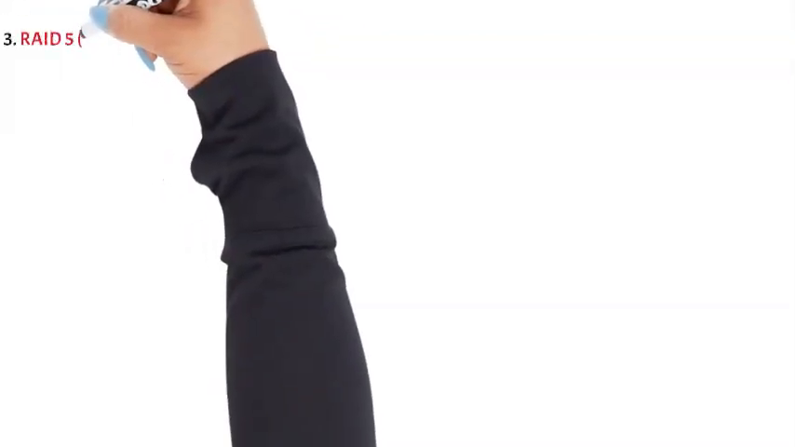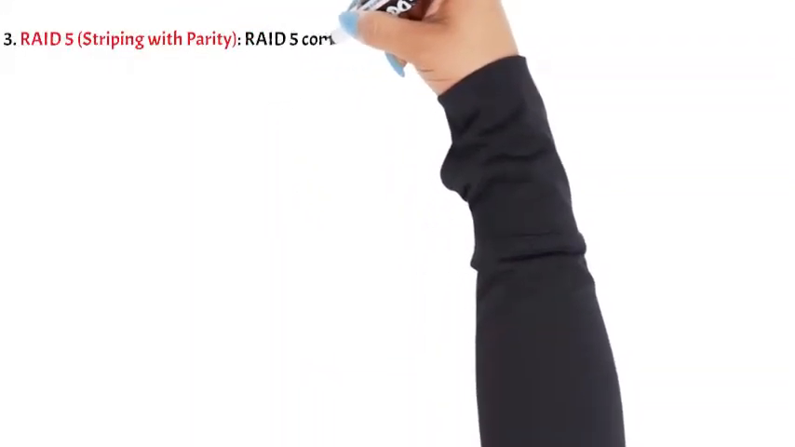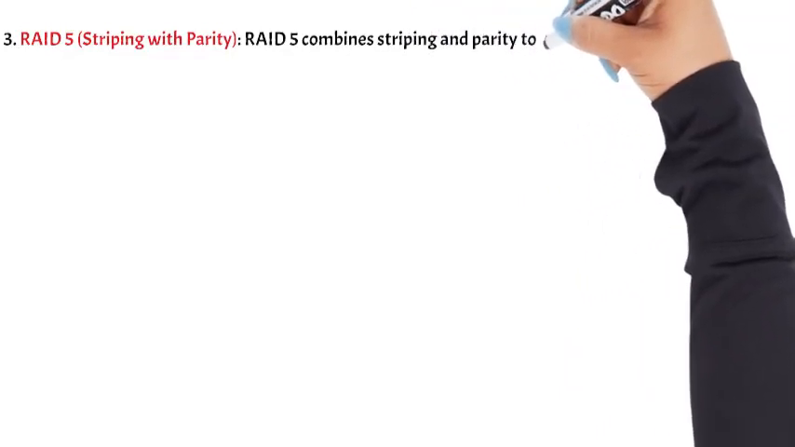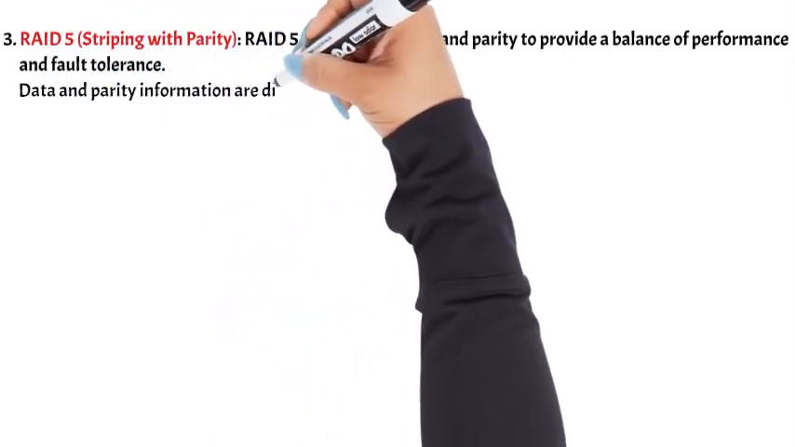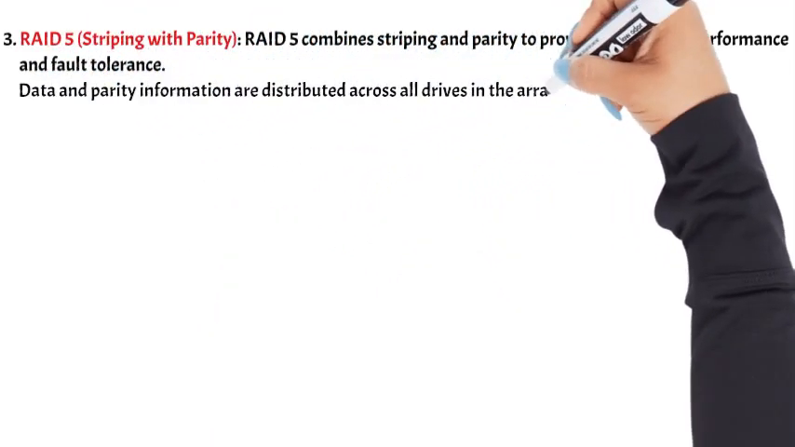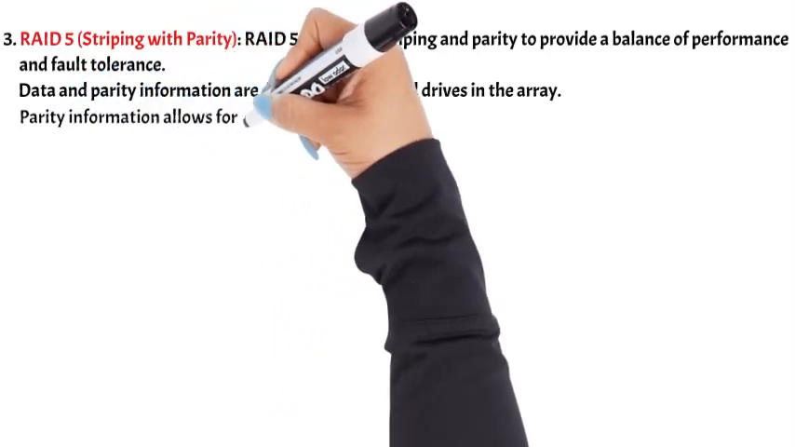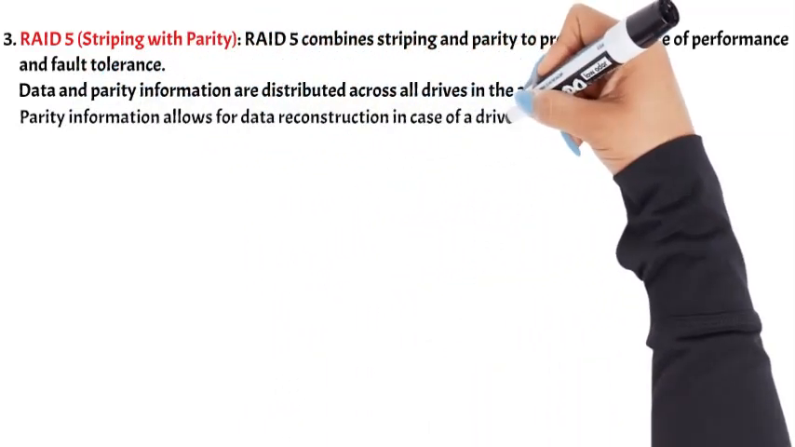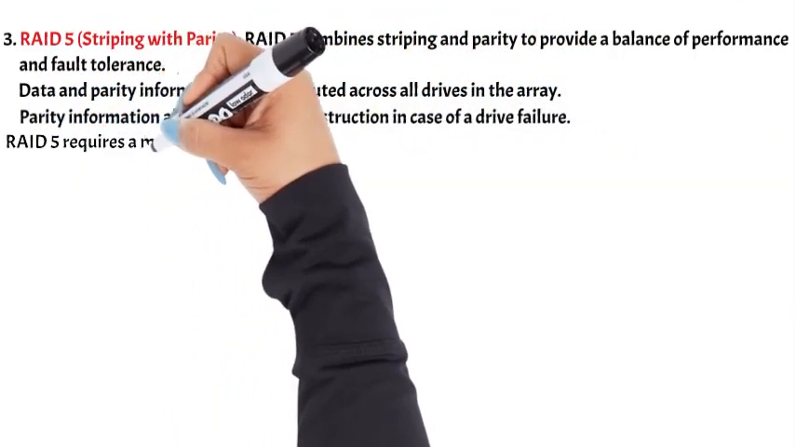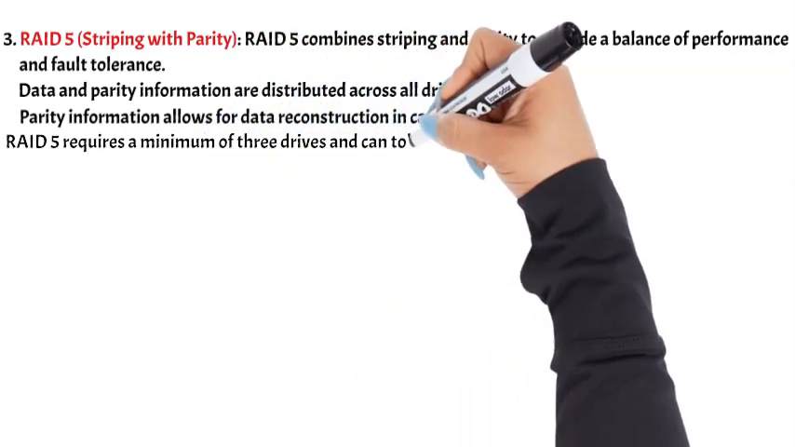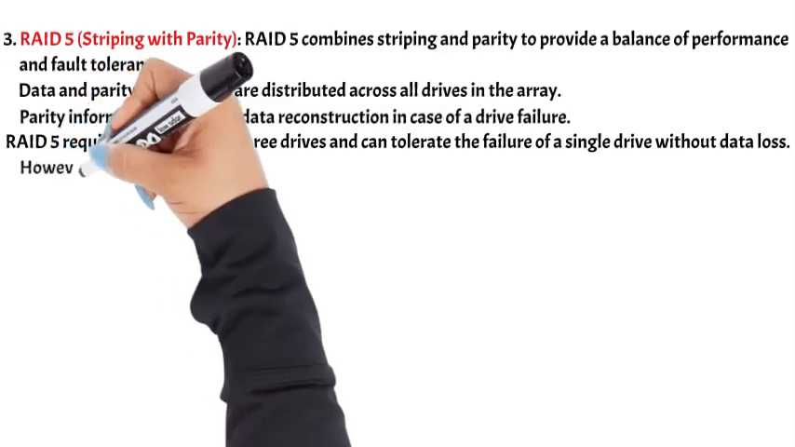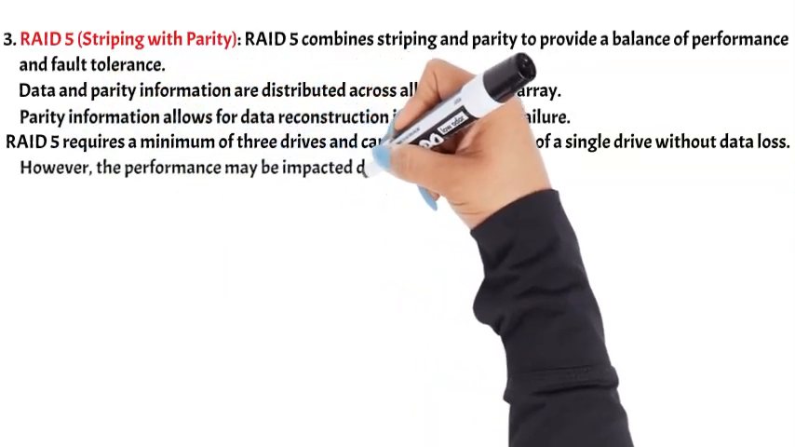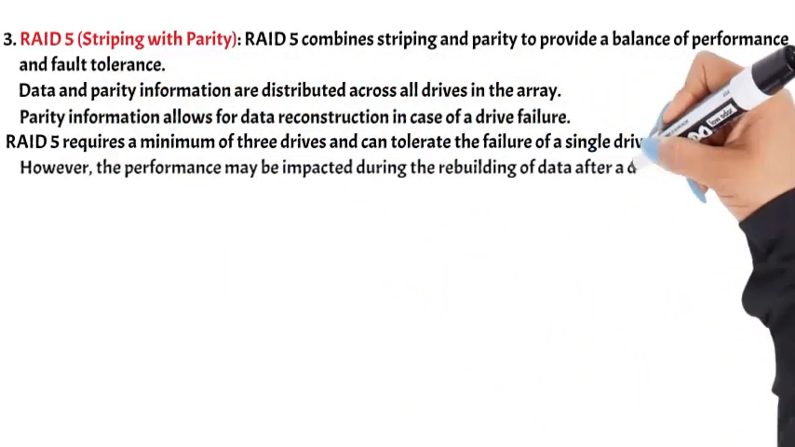3. RAID 5, striping with parity. RAID 5 combines striping and parity to provide a balance of performance and fault tolerance. Data and parity information are distributed across all drives in the array. Parity information allows for data reconstruction in case of a drive failure. RAID 5 requires a minimum of 3 drives and can tolerate the failure of a single drive without data loss. However, the performance may be impacted during the rebuilding of data after drive failure.